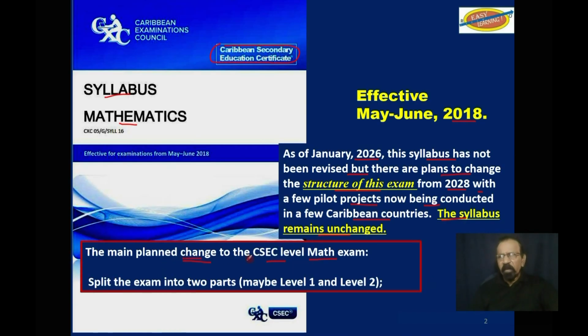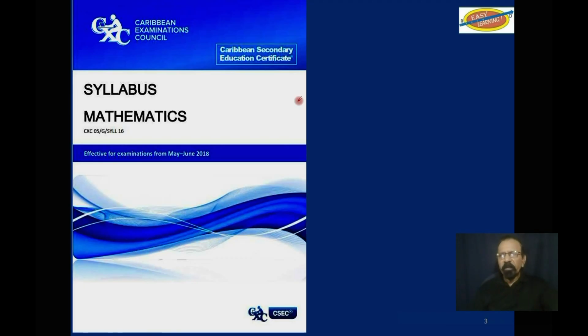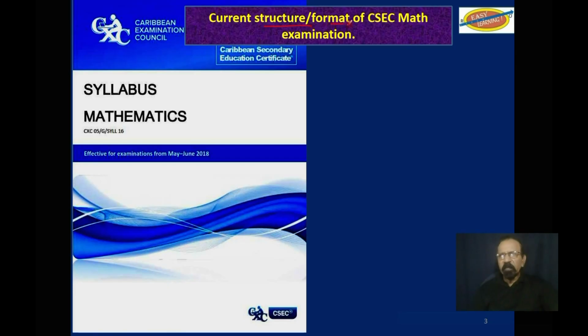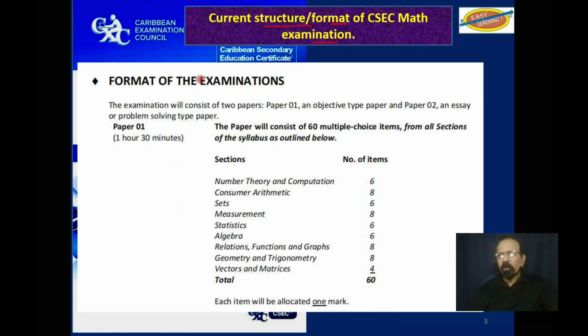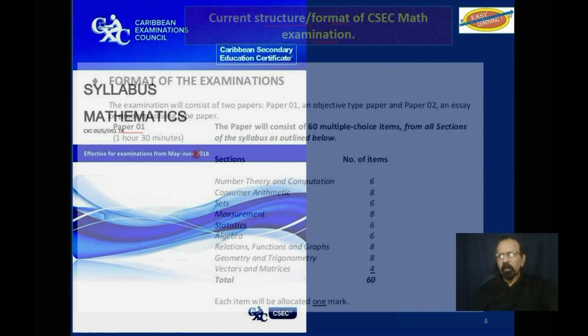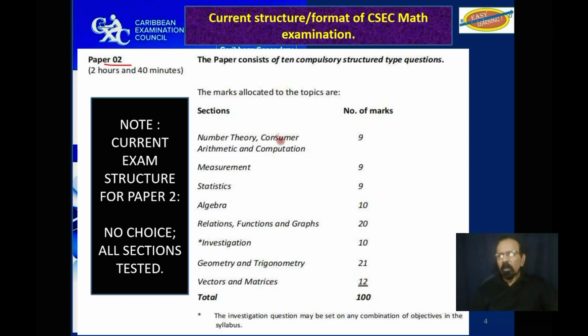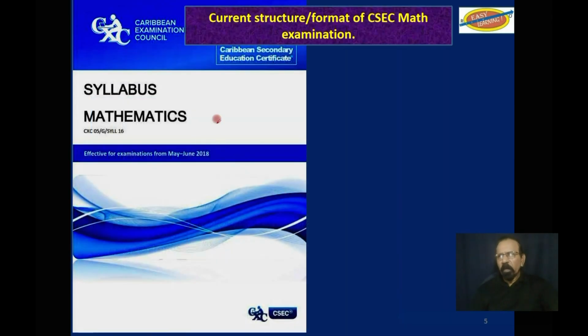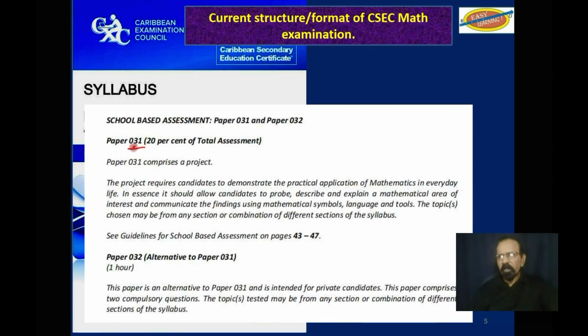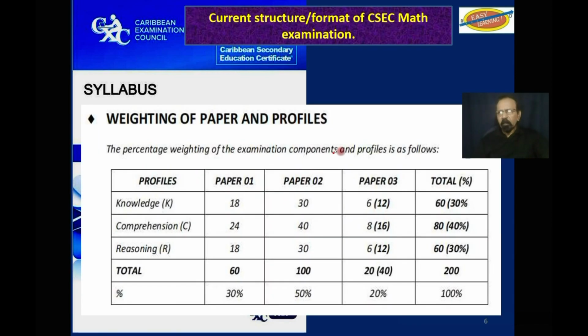The main planned change for the CSEC level mathematics exam is to split the exam into two parts. Because this is a fairly long video, I will move quickly through this introduction. Structure of the exam. As we know, there is a paper 1, there is a paper 2, and there is also a paper 3, which is a school-based assessment. And this is the marks allocated to the various papers.